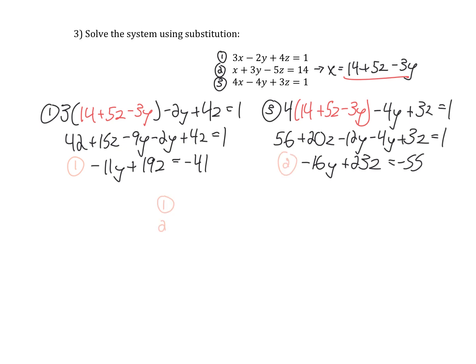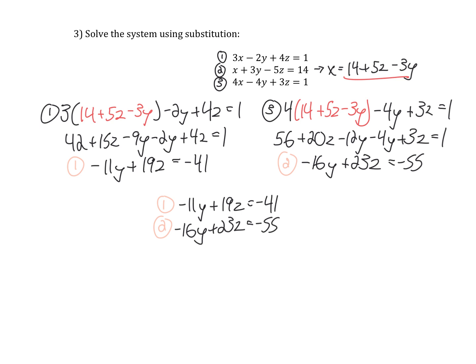So if I were to write these out and think of this as a separate new system, I would have one equation of negative 11y plus 19z equaling negative 41, and then I would have negative 16y plus 23z equaling negative 55. And we have to use either substitution or elimination from here to solve for y and z. I'm going to let you finish this on your own.